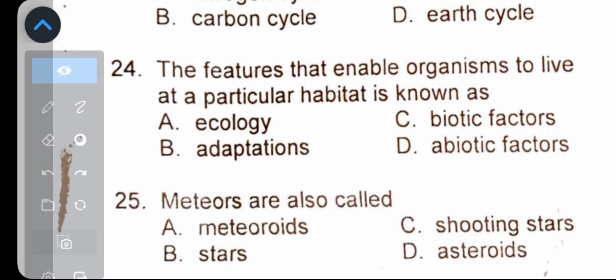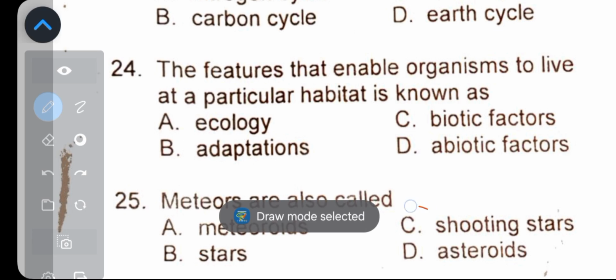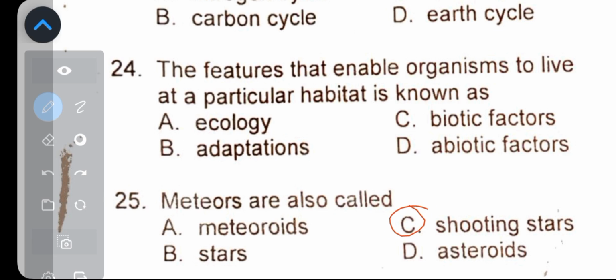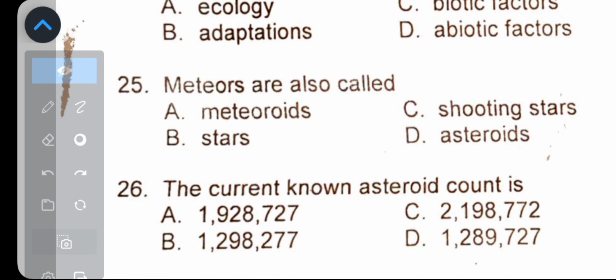Question 25. Meteors are also called A. Meteoroids, B. Stars, C. Shooting stars, D. Asteroids. The answer to question 25 is C. Shooting stars.